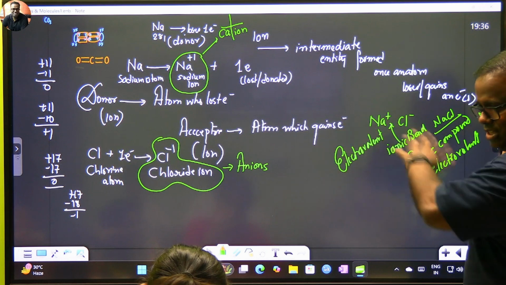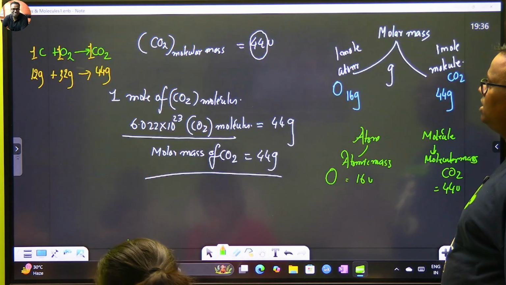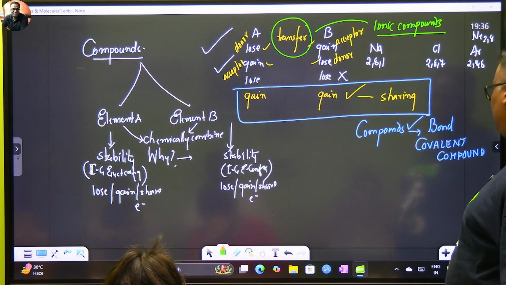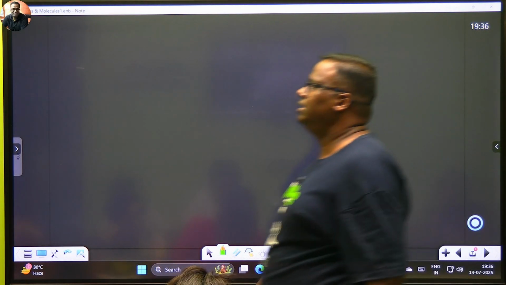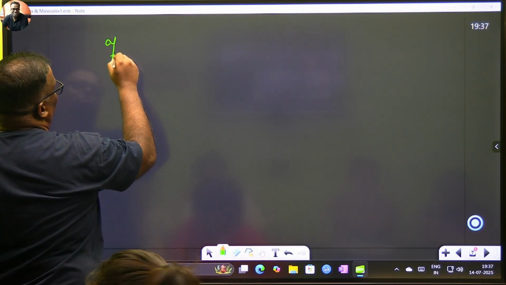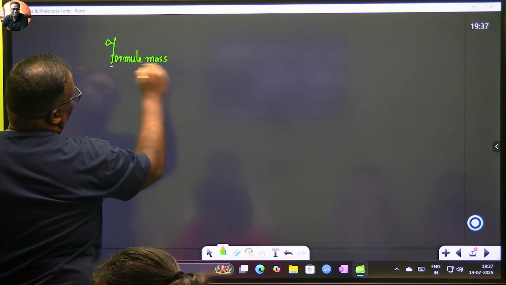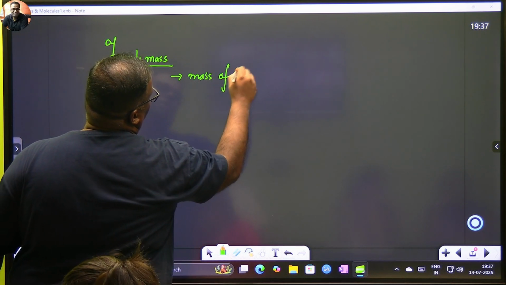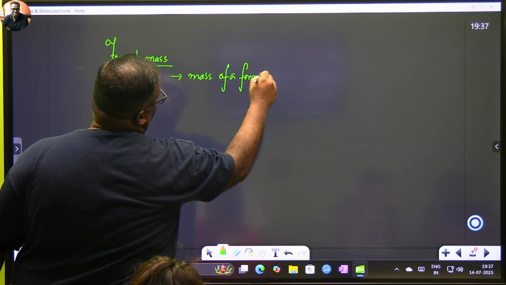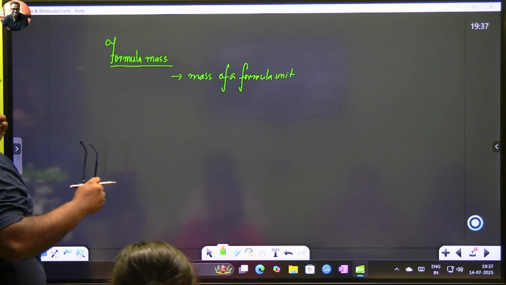Okay, have you understood this? So, our story was that we were discussing molecular mass, and now I wanted to tell you something about formula mass. Let's understand what formula mass is. Formula mass is nothing but the mass of a formula unit.